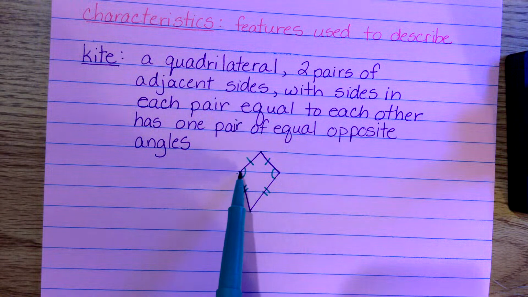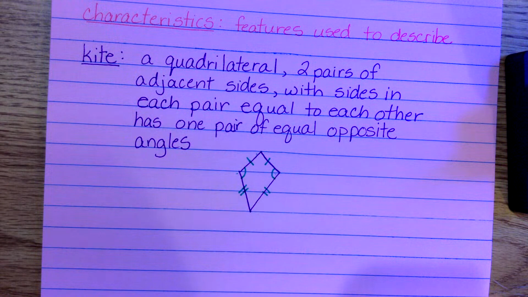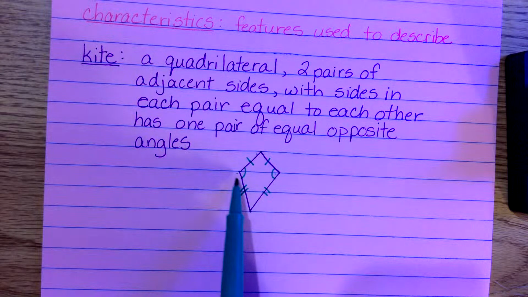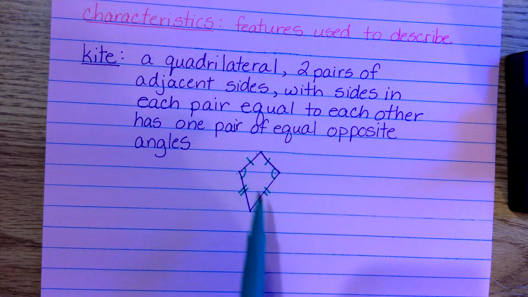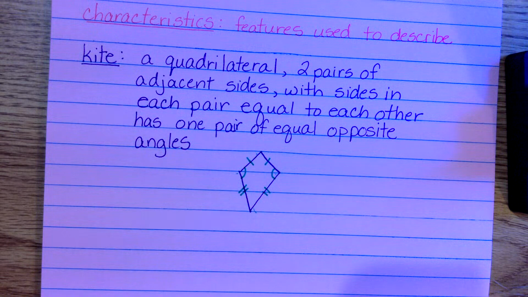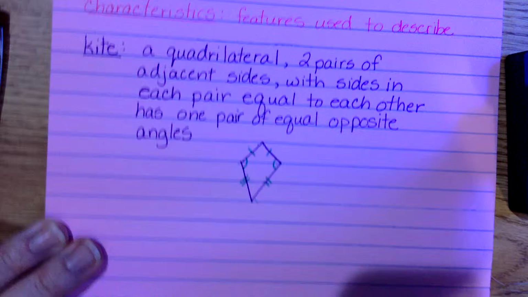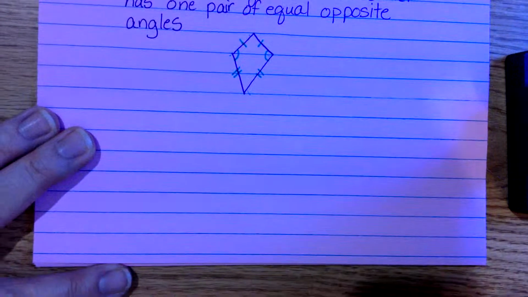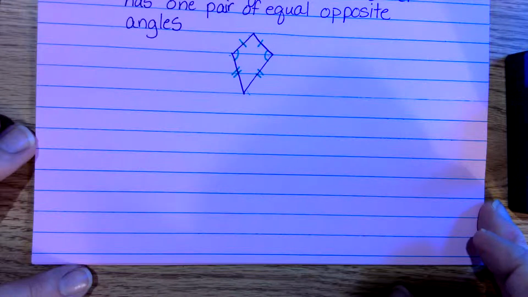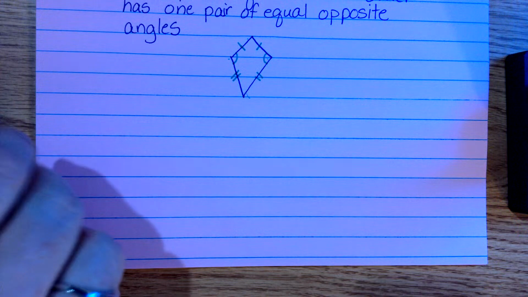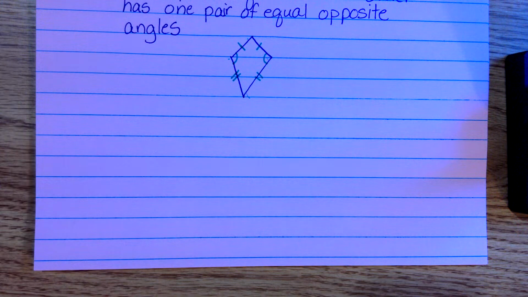Two pairs of adjacent sides, remember adjacent means next to each other, with the sides in each pair equal to each other. So these are equal length, these are equal length. And then it has one pair of equal opposite angles. I know that that's a lot of wording, and it's definitely hard to understand when you're only looking at the words. So we discussed earlier that parallel means that lines never touch, they never cross, and they stay the same distance apart.